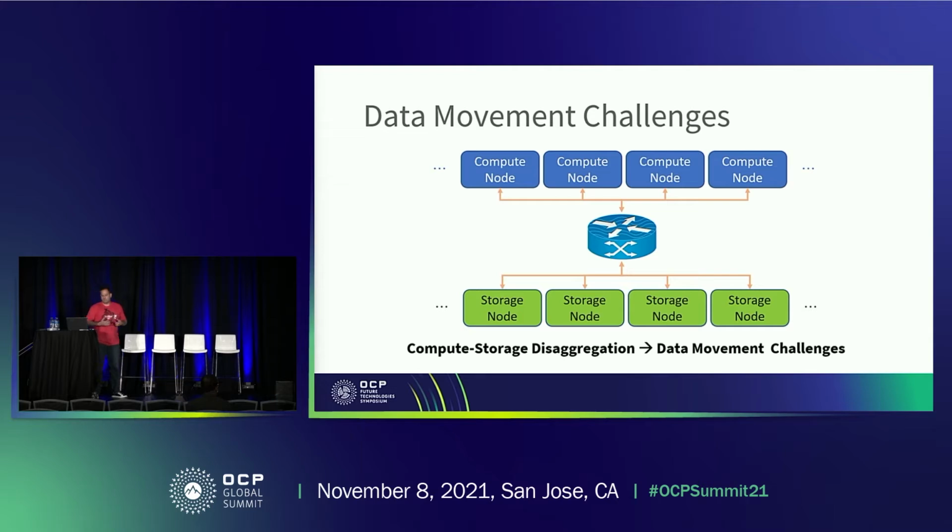So changing gears, let's talk about data movement. So typical disaggregated infrastructure, you have a bunch of compute nodes, things that want to access storage across a fabric and a storage node. And so it doesn't take much to see that one of my possible bottlenecks here is moving data from my storage node across a fabric into my compute nodes.